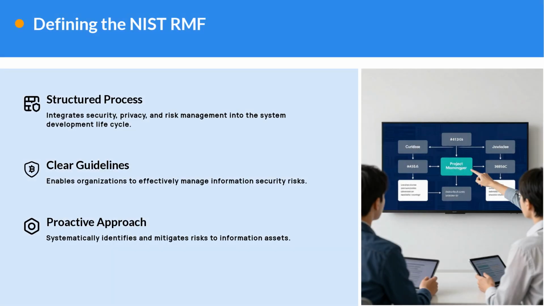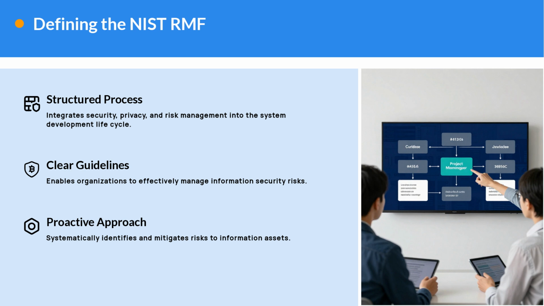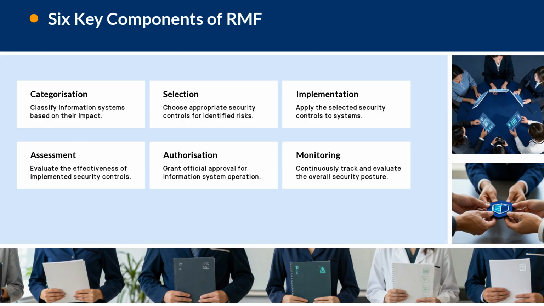It is a structured process that methodically integrates security, privacy, and risk management into the system development lifecycle. This framework provides clear guidelines, enabling organizations to manage information security risks in a consistent and effective manner. It is fundamentally a proactive approach, designed to systematically identify and mitigate risks to information assets before they can be exploited by threat actors. The RMF is structured around 6 key components.